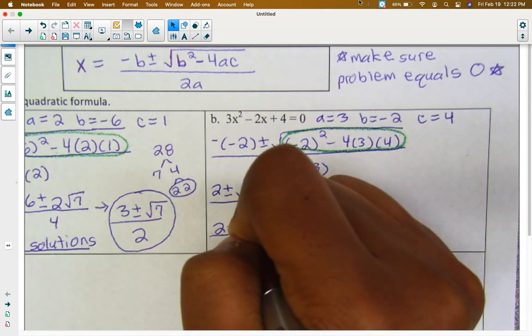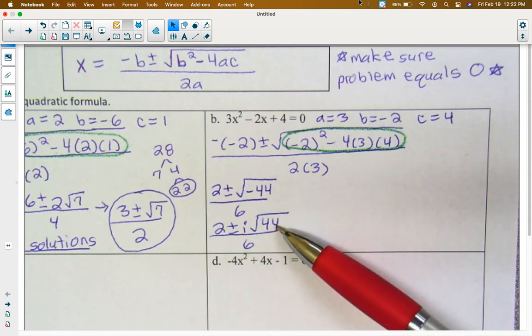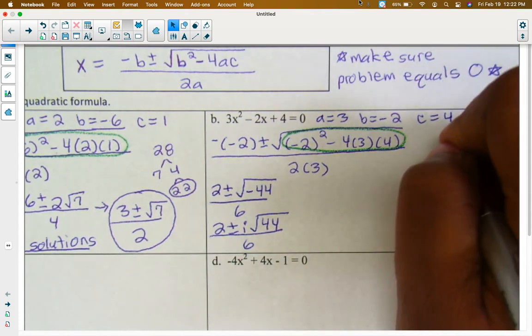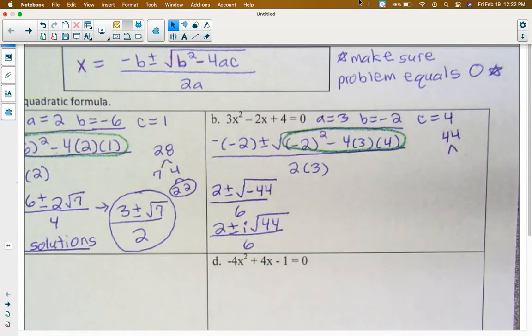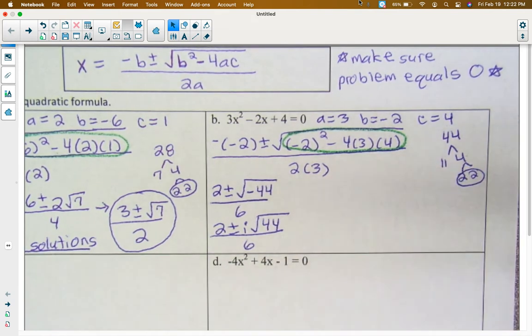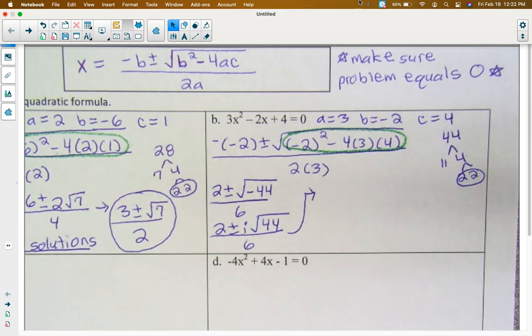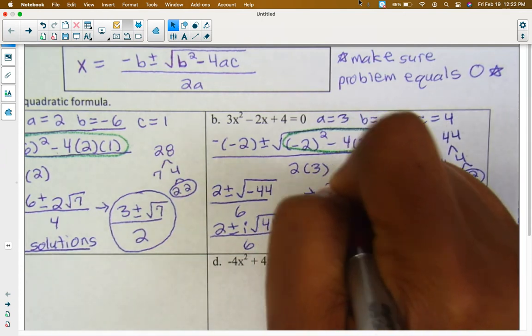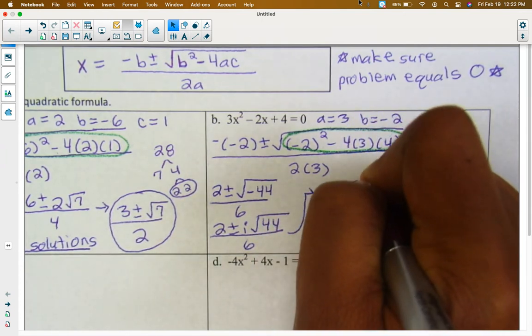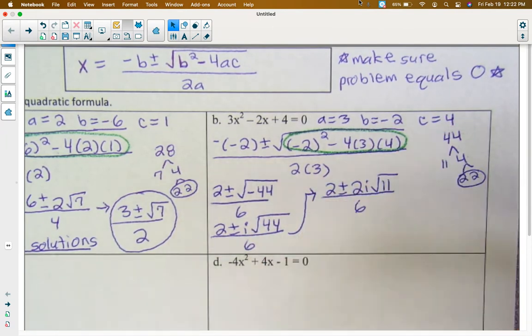So this is an i for the imaginary part. Now I need to do a factor tree for 44. So I'm going to come over here to the side, and I'm going to do a factor tree for 44. 44 gives me 11 and 4, 2 and 2. So pairs go on the outside. Everything else goes on the inside. So I can write this as 2 plus or minus 2i square roots of 11, all divided by 6.